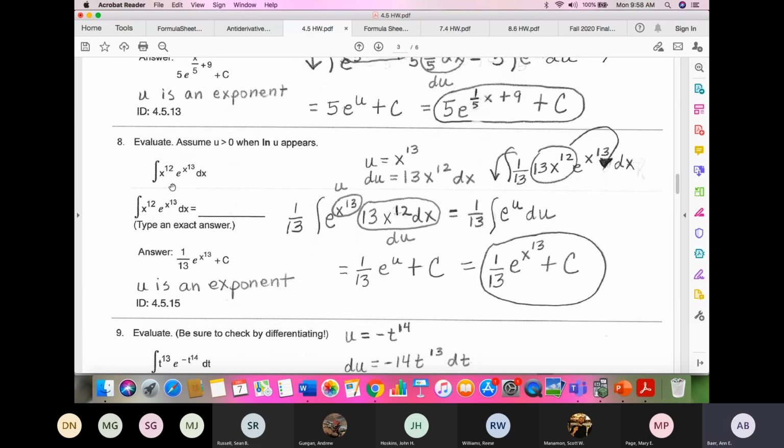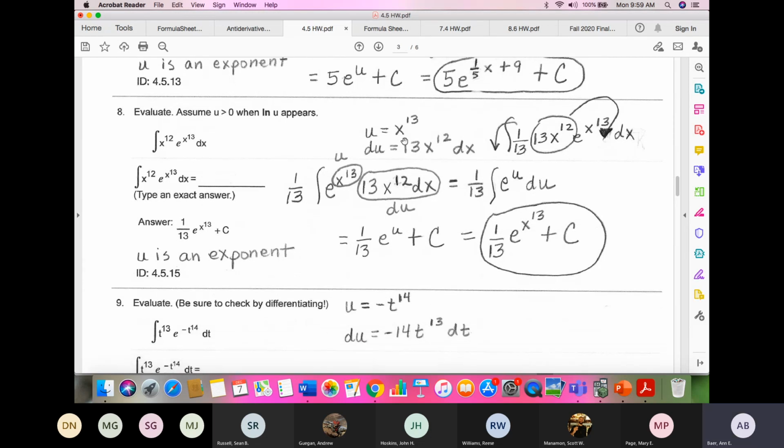Now, what are my choices? Remember, you can let u be a base, an exponent, or a denominator. Using a base of x here isn't really going to be that helpful because the derivative of x is 1. We've got an e, which is a number, so we obviously don't want to let that be u. We've got x to the 13th, and that is the exponent. So let's let u be equal to x to the 13th.